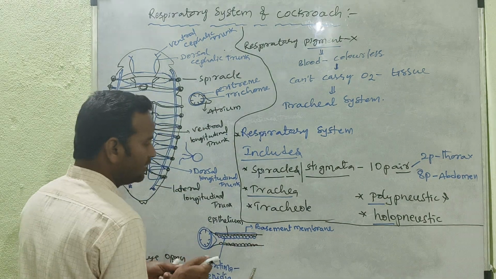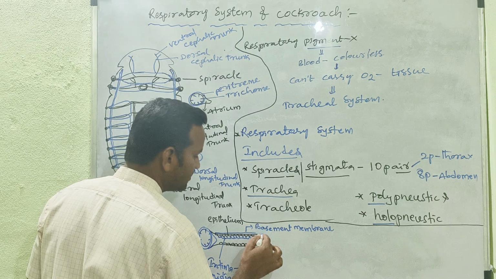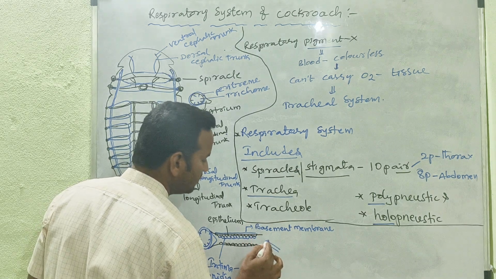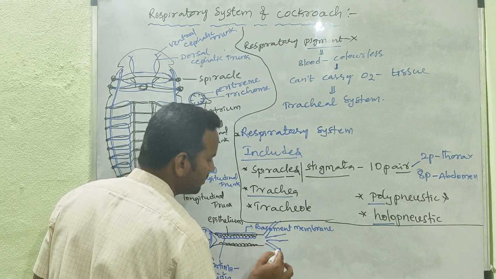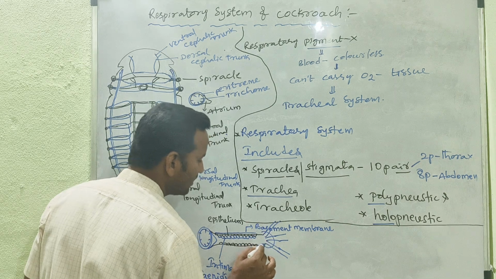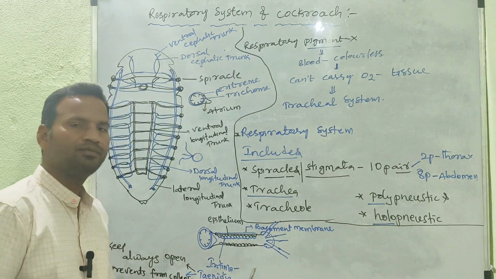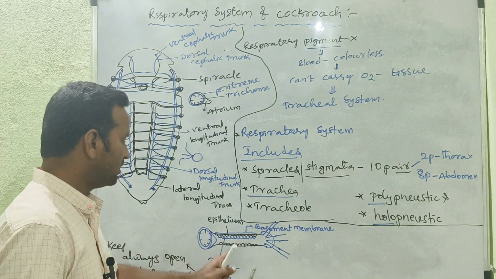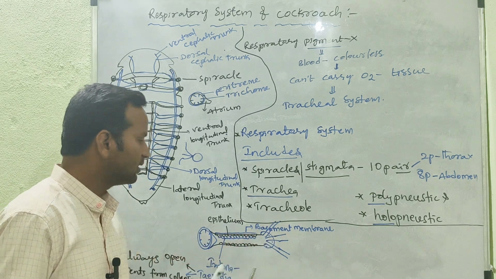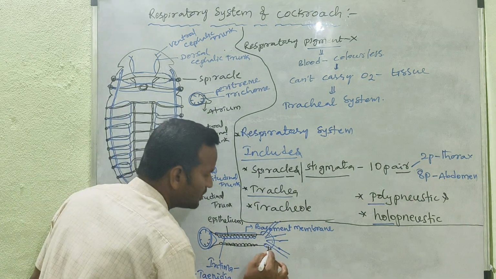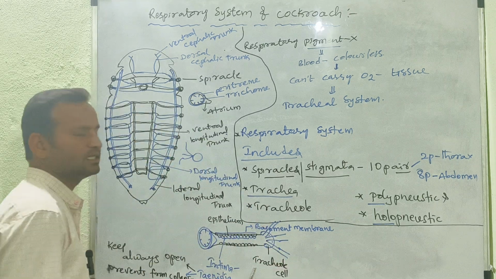The trachea ends with a tracheole cell or tracheoblast. Here, what I'm saying is that it ends with a tracheal cell or tracheoblast, in which the nucleus is also present. This is the spiracle, this is the trachea, and this is the tracheoblast or tracheal cell.